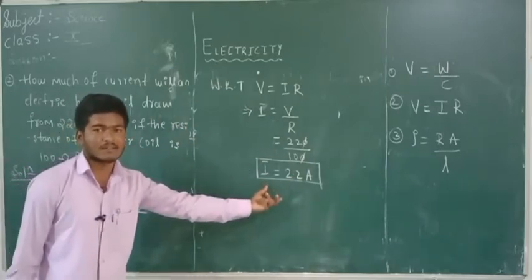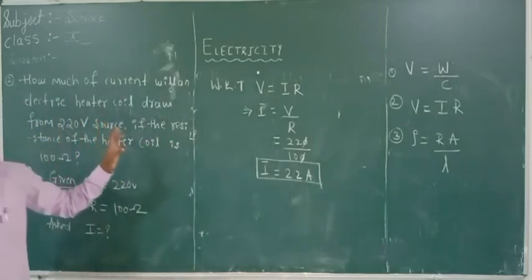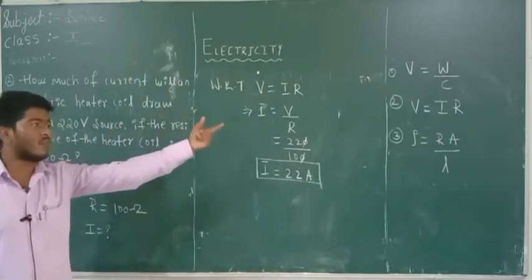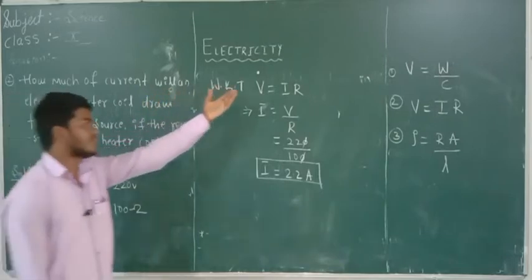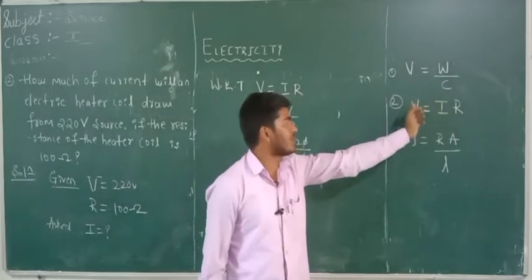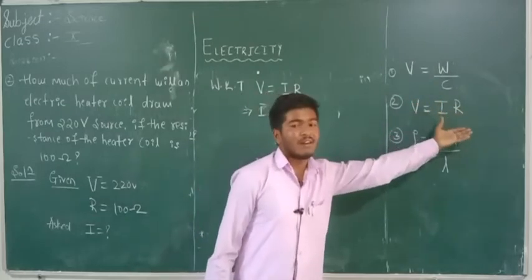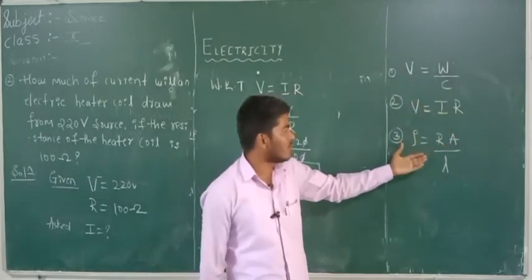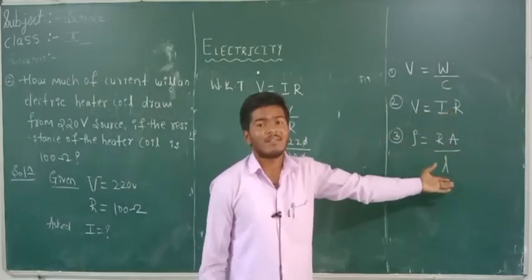So these types of examples can be asked as 2 to 3 marks questions in your examination. You have to concentrate on Ohm's law, V is equal to IR. You have to remember the formulas. Potential difference is equal to what? The work done divided by the charge. Then potential difference is equal to the electric current times the resistance, given by Ohm's law. And the resistivity rho is equal to resistance times area of cross section divided by length of the conductor.